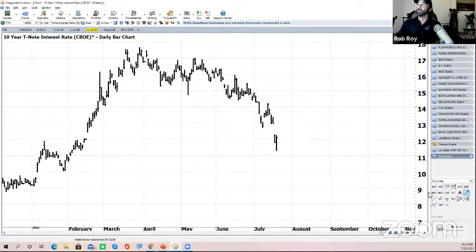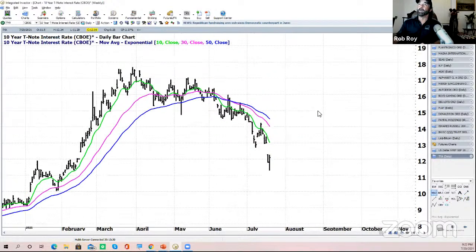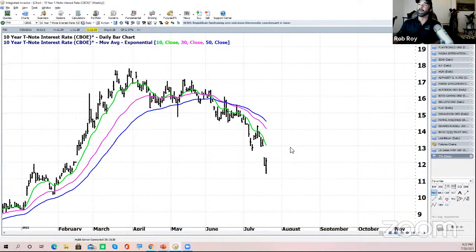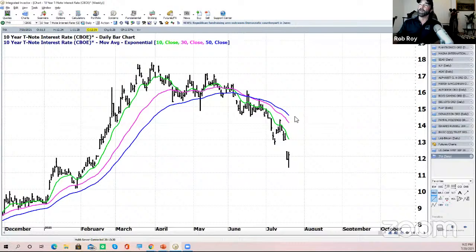So we were oversold. And the bounce today, people were like, okay, interest rates are coming back up. Well, they're probably going to come back up and fill that gap likely at some point. But we got way oversold. It was due for a bounce, a move back to the upside.